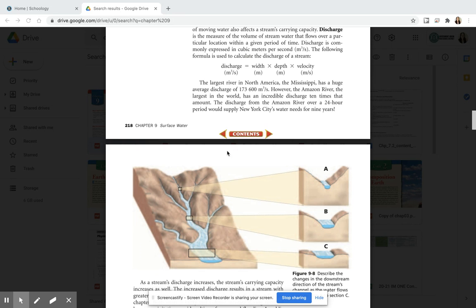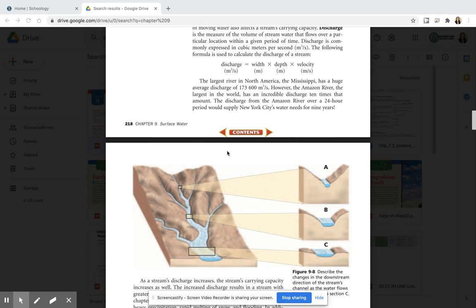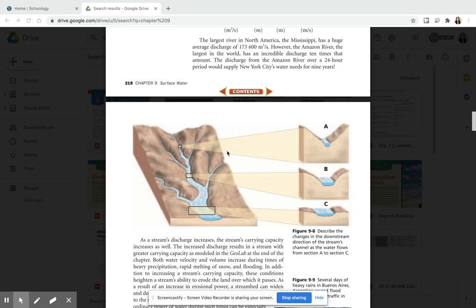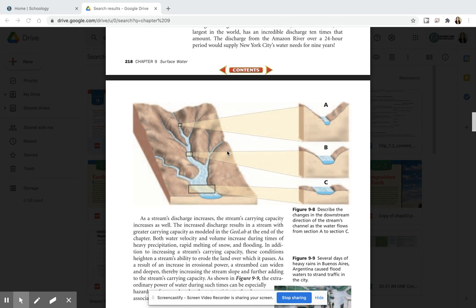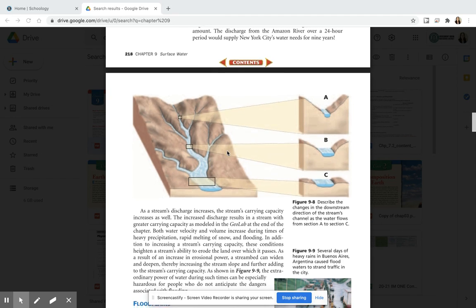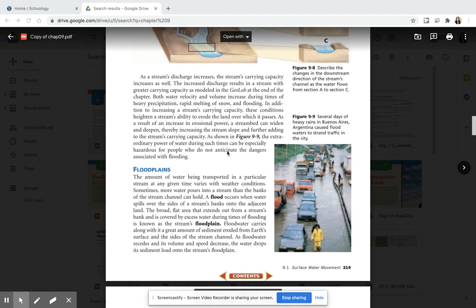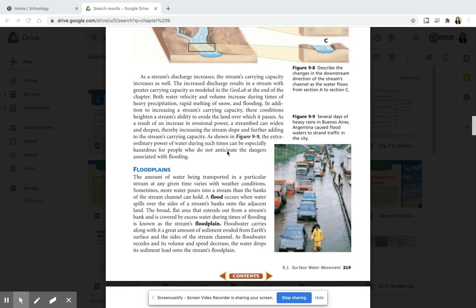However, the Amazon River, the largest in the world, has an incredible discharge 10 times that amount. This discharge from the Amazon River over a 24-hour period would supply New York's water needs for 9 years. As a stream's discharge increases, the stream's carrying capacity increases as well. The increased discharge results in a stream with greater carrying capacity, as modeled in the GeoLab at the end of the chapter. Both water velocity and volume increase during times of heavy precipitation, rapid melting of snow, and flooding.